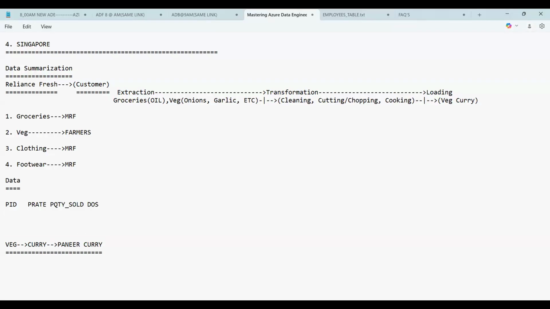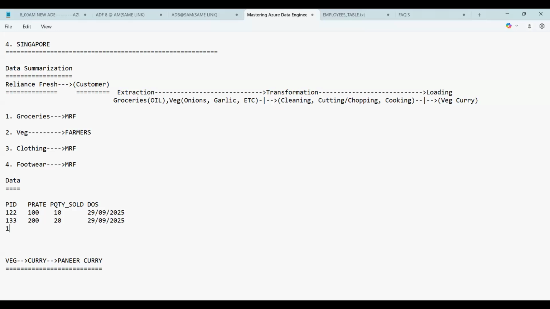Some three records are there. Product ID, I can say something like this. Product rate is 100 rupees, quantity sold is 10 pieces, and the date of sales is today's date, 29th of September 2025. And here, 200 is the rate of the product, 20 is the quantity sold, and the date is 29/09/2025.